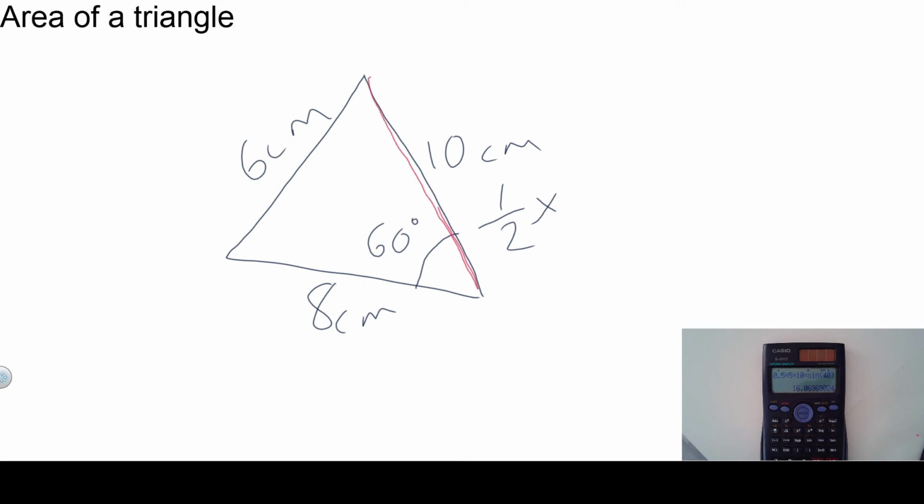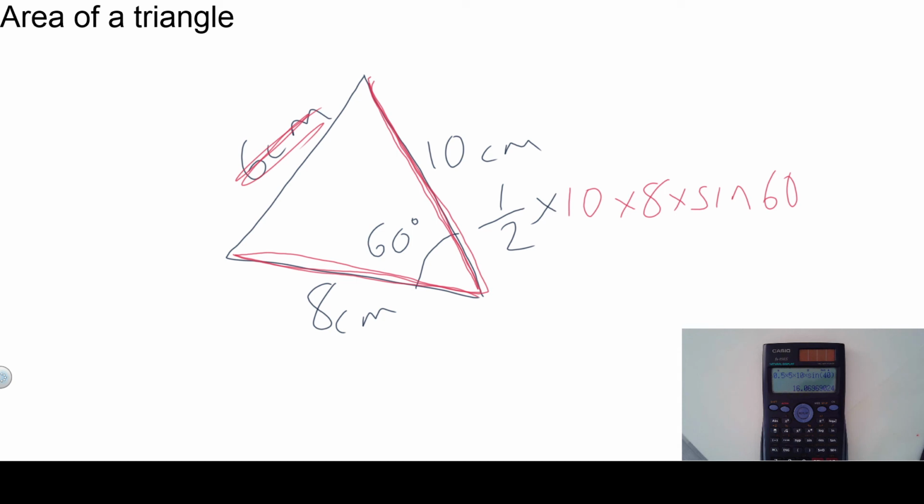Here are my two arms. That's the first one, and that's the second one. That's going to be times 10 and times 8 times sine 60, because that 60 degrees is in between the two arms that I'm using in my calculation. So really that 6 centimeters there was a bit useless. I didn't need the 6 centimeters for the formula that I've been using to work out the area of the triangle.